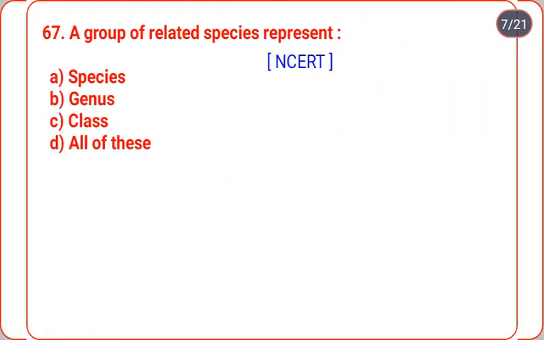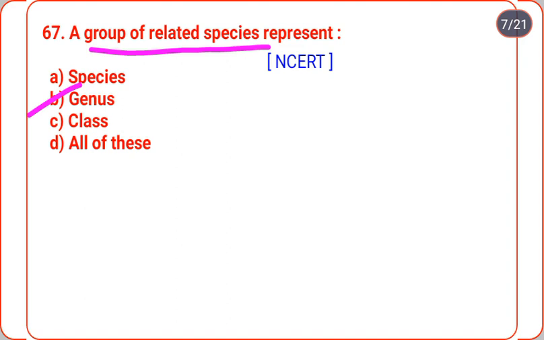Okay, next, question number 67: A group of related species represent. Option A, species; option B, genus; option C, class; option D, all of these. In this question, our correct answer will be option B, genus. A group of related species means genus.